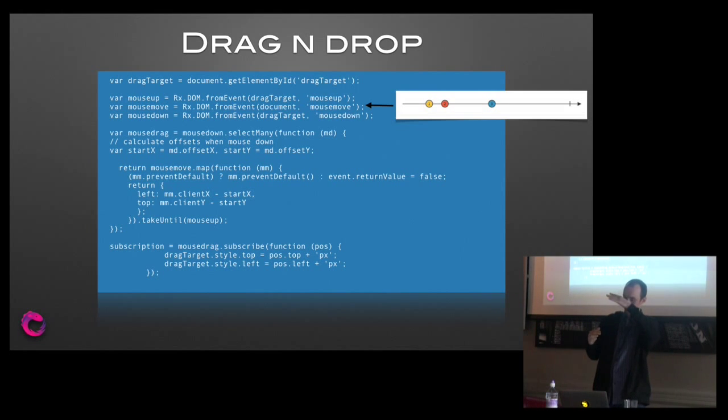So we'll listen to three things at the moment: the mouse up, mouse move, and mouse down. So we've got three event streams. And now we're going to create a thing called mouse drag, which is going to implement how these things are being dragged.